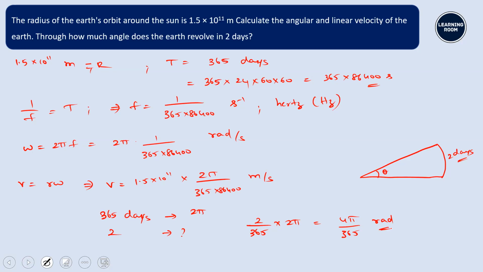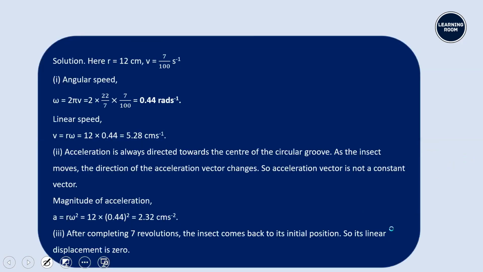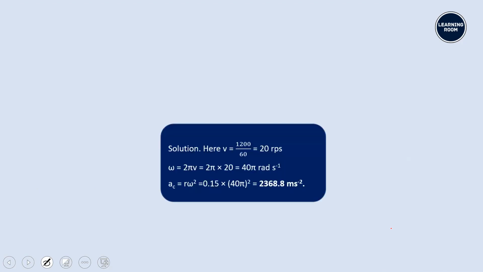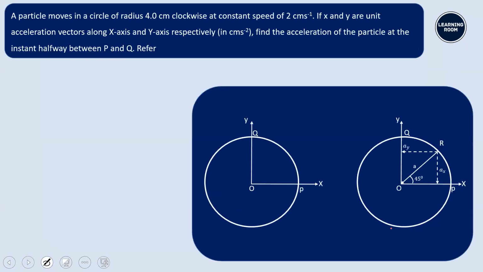Last problem of the day. And on Sunday's test, I have not tested circular motion and relative velocity. These two are not tested. You have till projectile motion. Okay. Last problem.